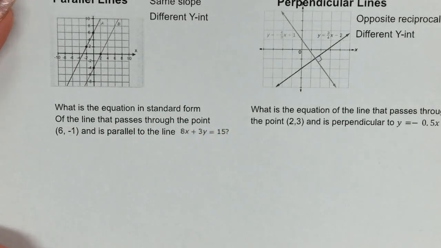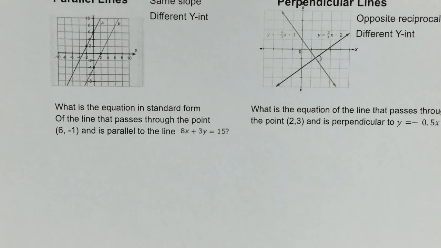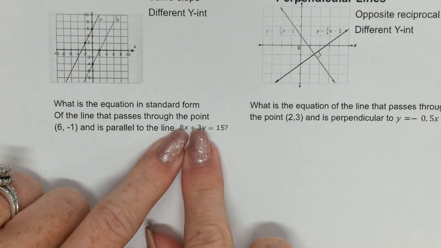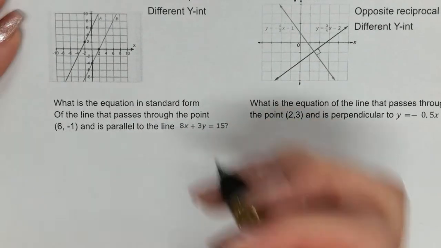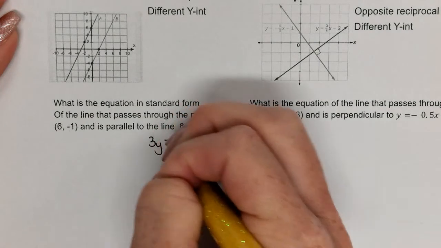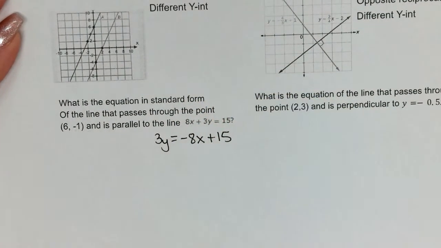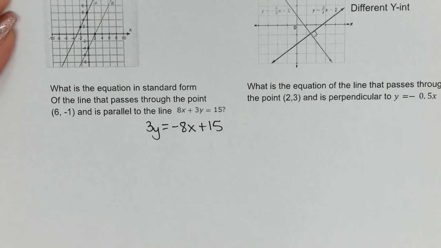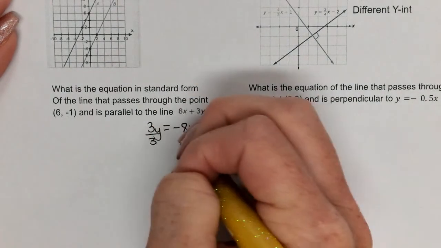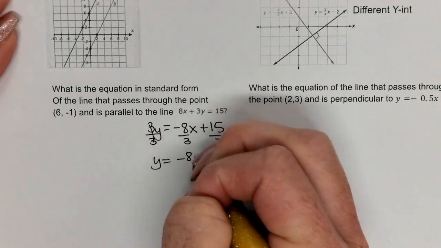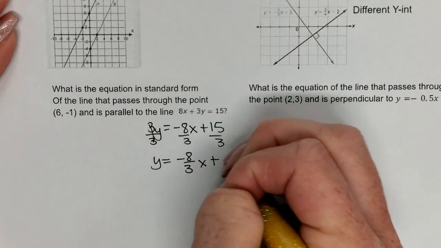Well, if it's parallel, I know that the slopes are the same. So what would I do to find the slope of this? I would rearrange it. Okay, so that's the first thing I would do is I'd say 3y is equal to negative 8x plus 15. Now what would I do? Divide by 3. And so I have y equals negative 8/3 x plus 5.